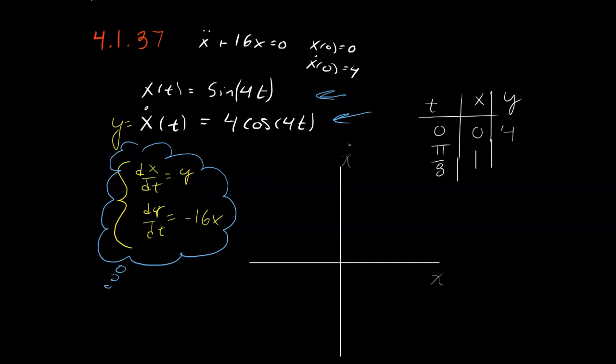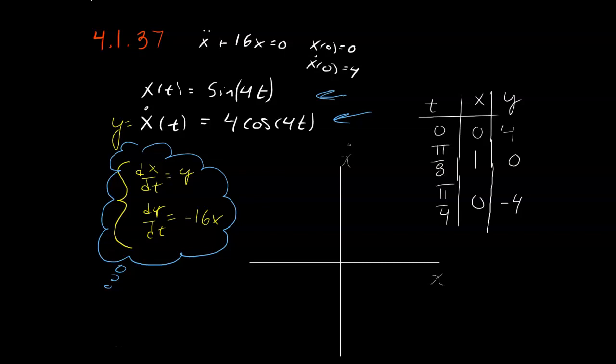And cosine of pi halves is 0. Then, pick a next convenient value, maybe pi fourths. At pi fourths, suddenly sine of pi is 0 again. Cosine of pi is negative 1, etc.